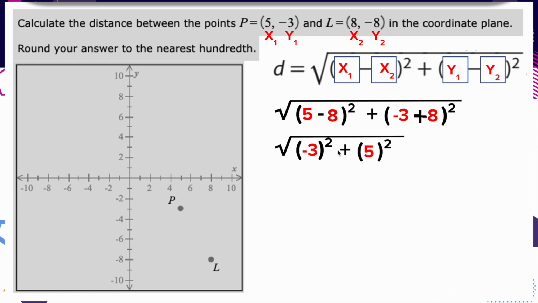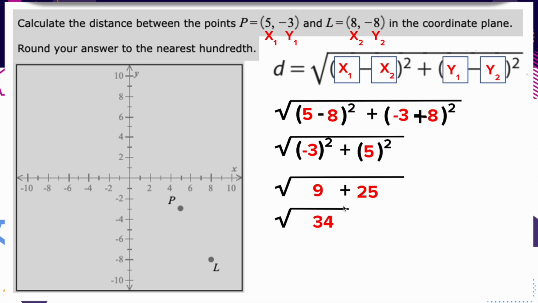So now I can square them. Remember, it doesn't mean -3 times 2. It means -3 times itself 2 times, which means -3 times -3. So I get +9. And then 5 squared, same thing. It's 5 times 5. So I get plus 25. And then 9 plus 25 is 34. So now my last step is to take the square root.